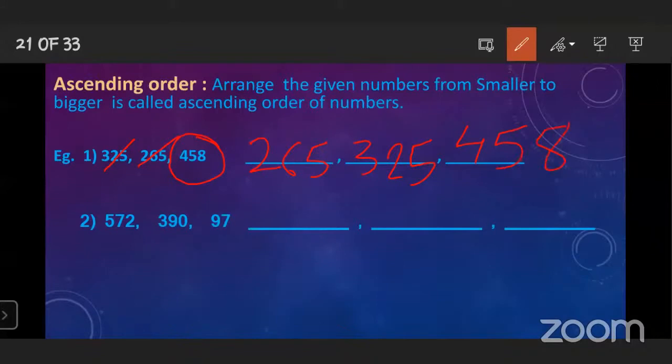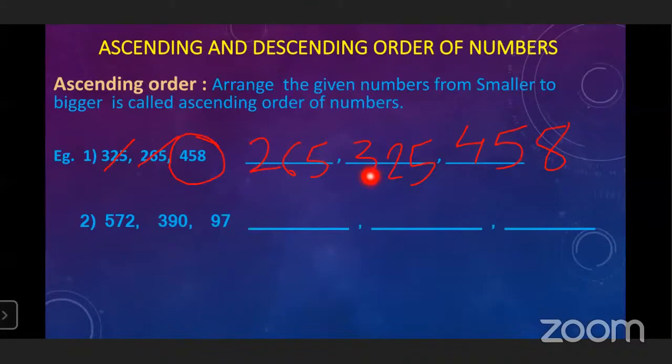Okay, means what we have done here, we have arranged these numbers from small. First one is the smaller number, and this one is the bigger number. From these three numbers, 265 is the smaller number, and 458 is the bigger number. Okay, understood? Yes, sir.